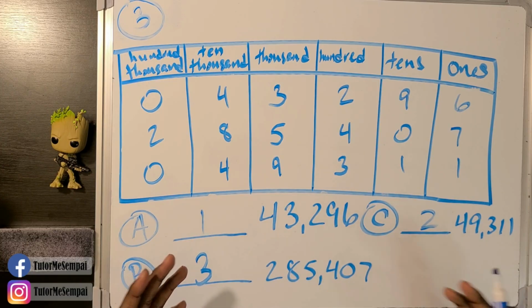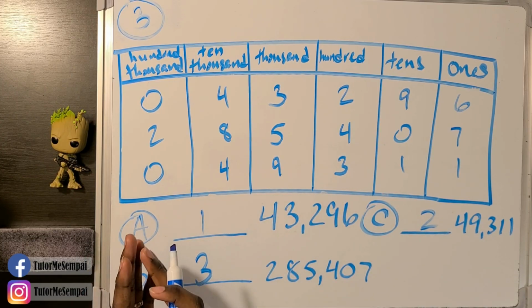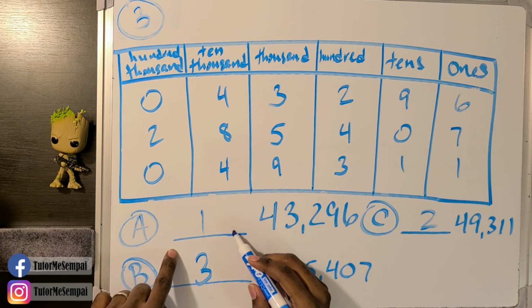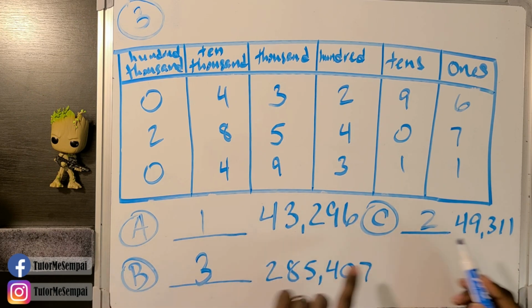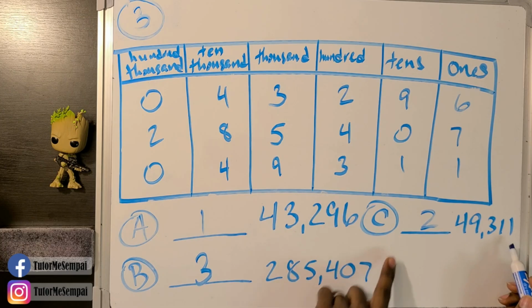So if we're ranking these from smallest to biggest, 1 being the smallest, 3 being the biggest, A, our first number is going to be smallest, followed by C, our second number, and B, our third number.